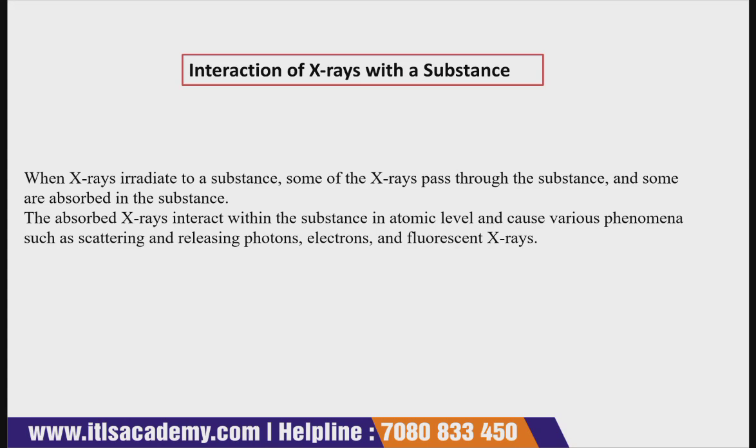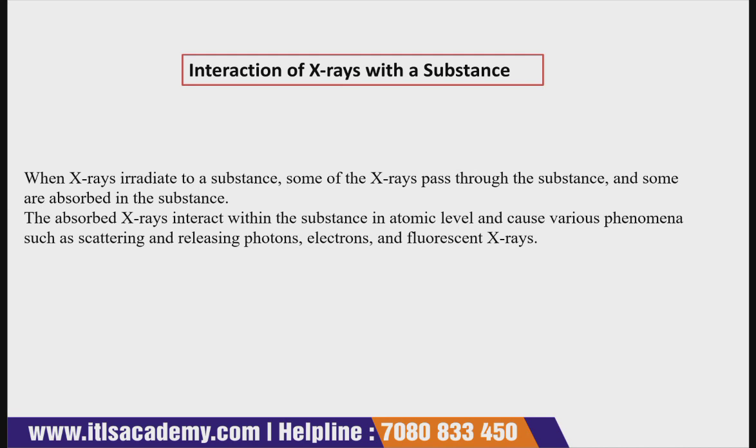So how does the interaction of X-rays take place with the substance? Whenever X-rays pass through any substance, some of the X-rays are absorbed by the substance, and some just pass through it. The absorbed X-rays interact with the substance at the atomic level.